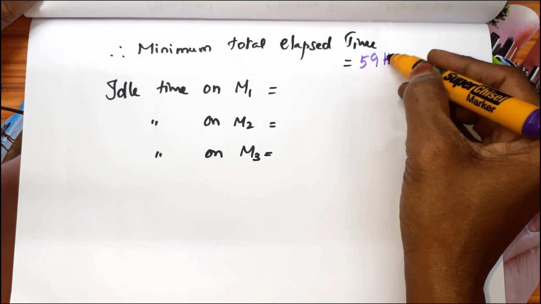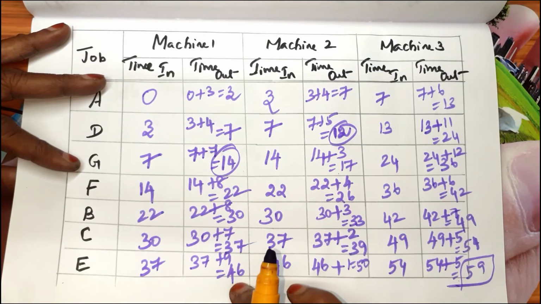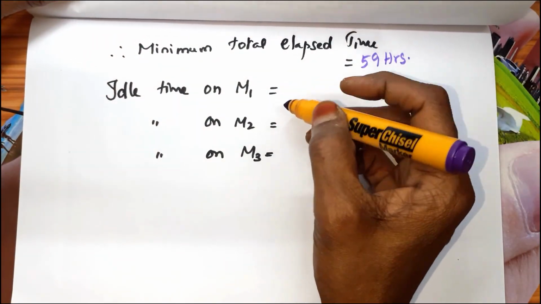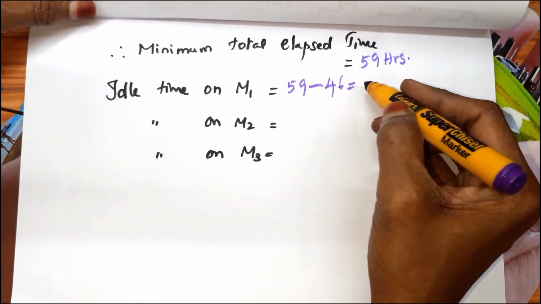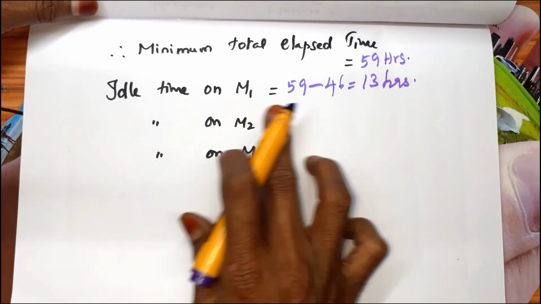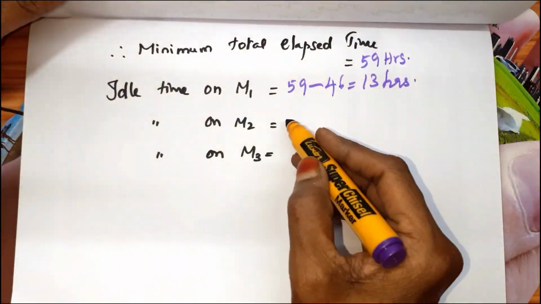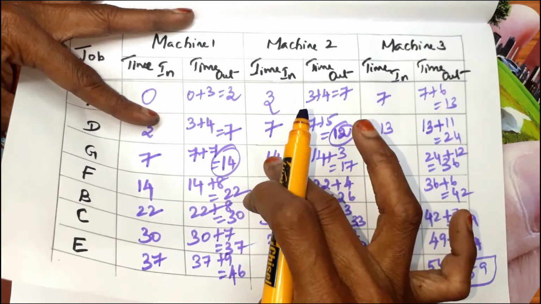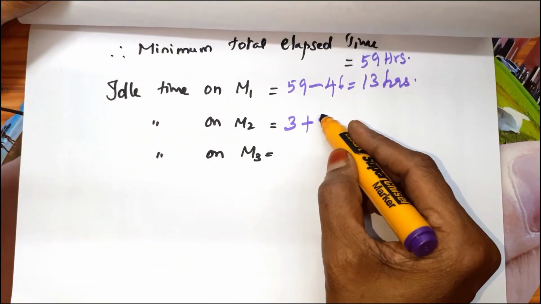So 59 hours. For finding the idle time for machine 1, it works continuously from 0 to 46, but the project will get over by 59 hours. So the idle time for machine 1 is 59 minus 46. So 13 hours. This machine is idle. For machine 2, it starts only at the third hour. So 3 hours it is not working. 7 continuously working. 12, but 14 only it starts the next job. So in between 2 hours it's not working. So that 2 will come here.